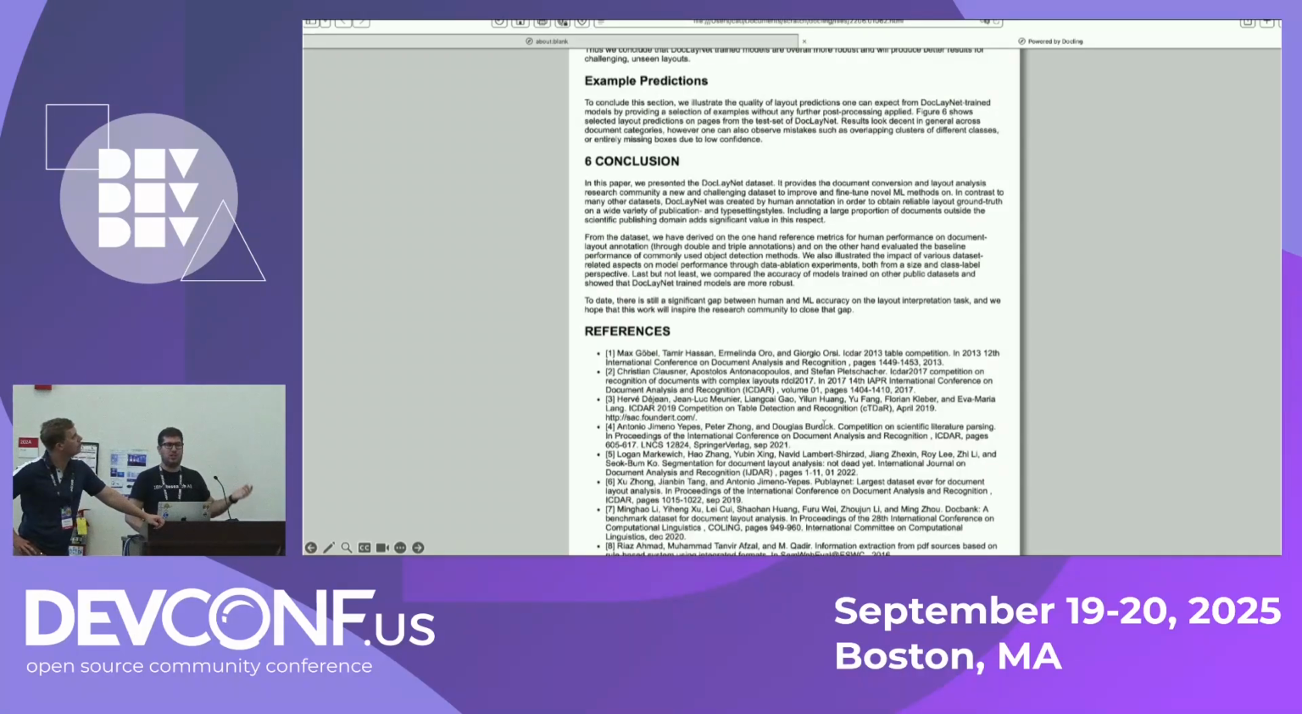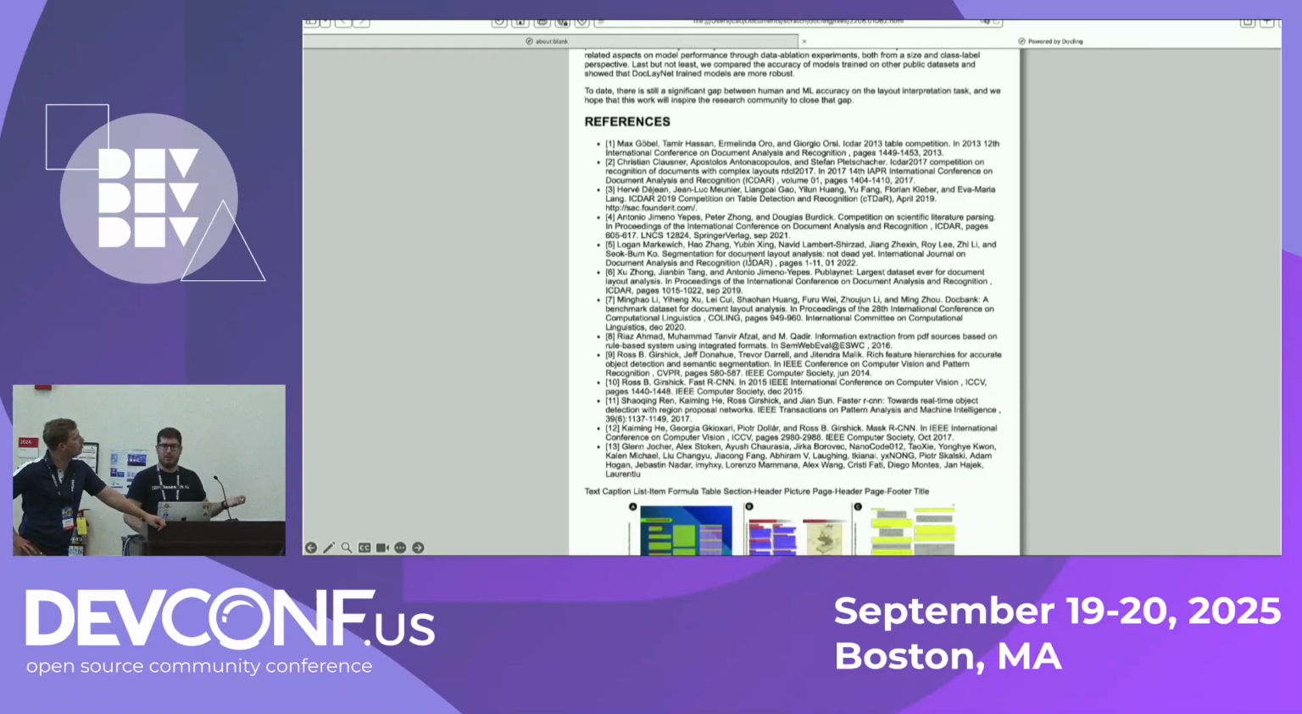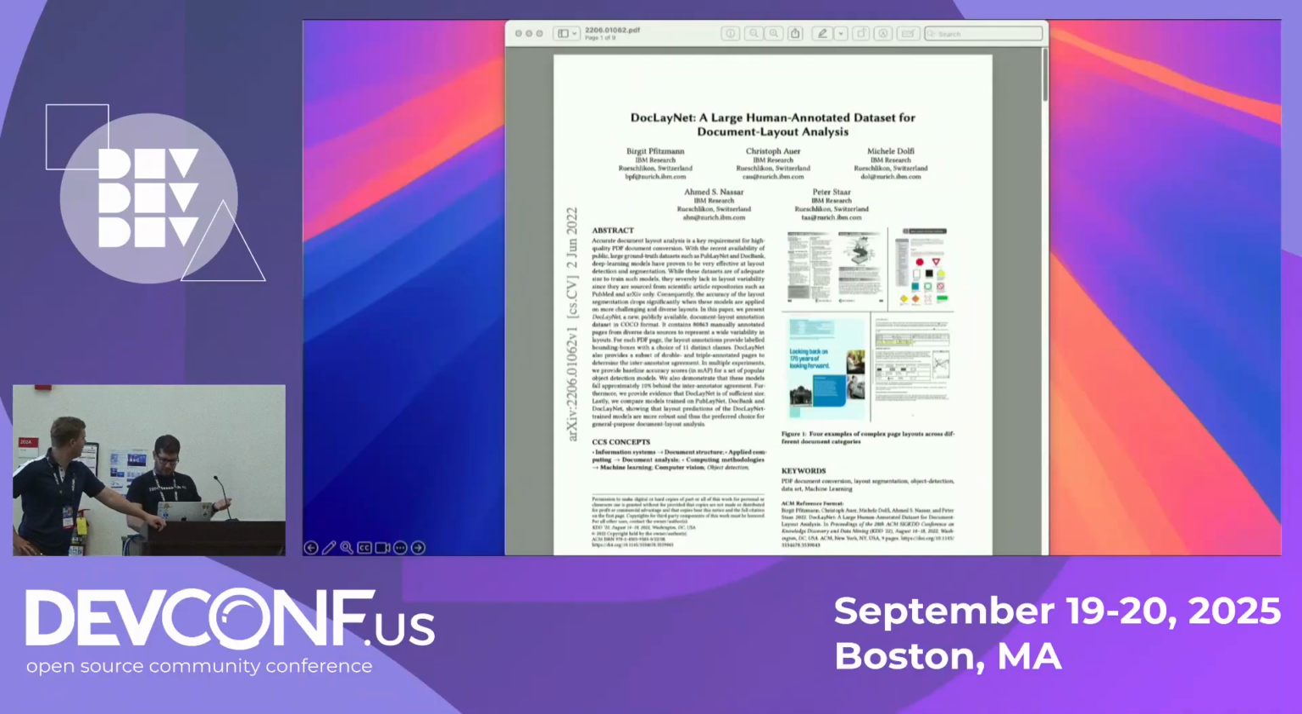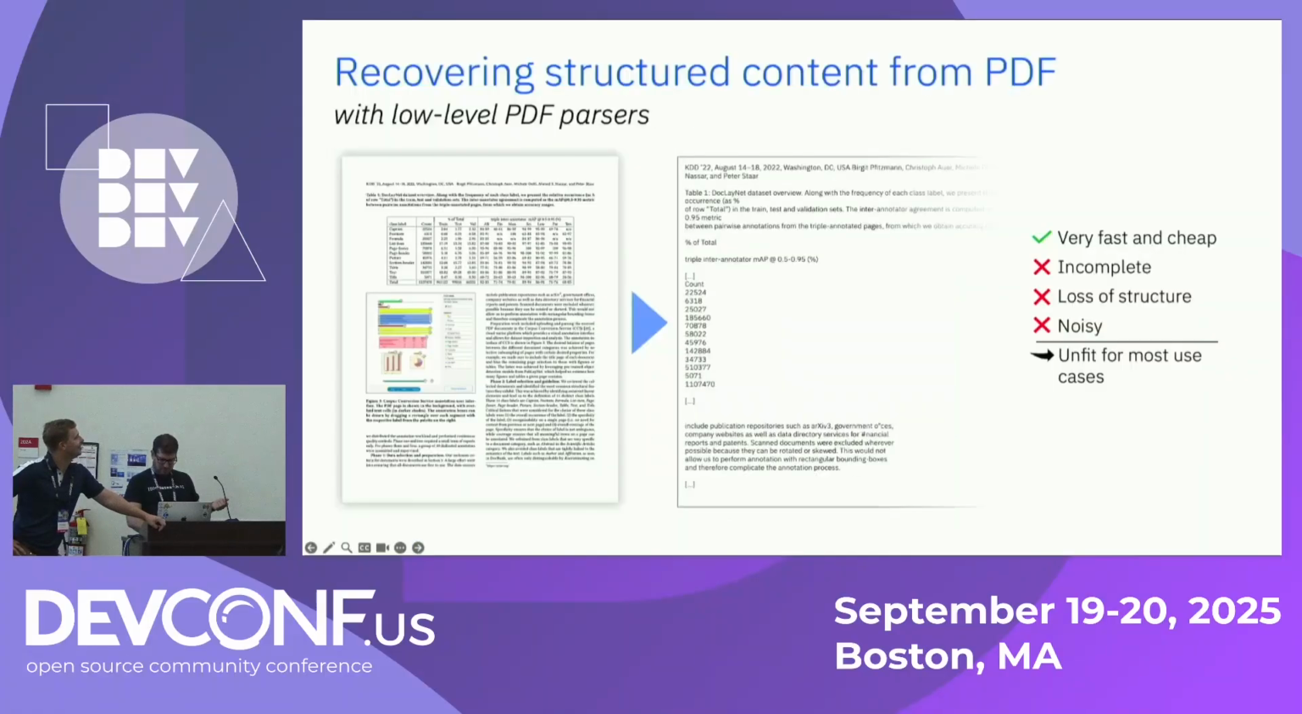We managed to achieve this type of results, especially compared to other systems. Huh? Did I miss one slide? I think something got moved.